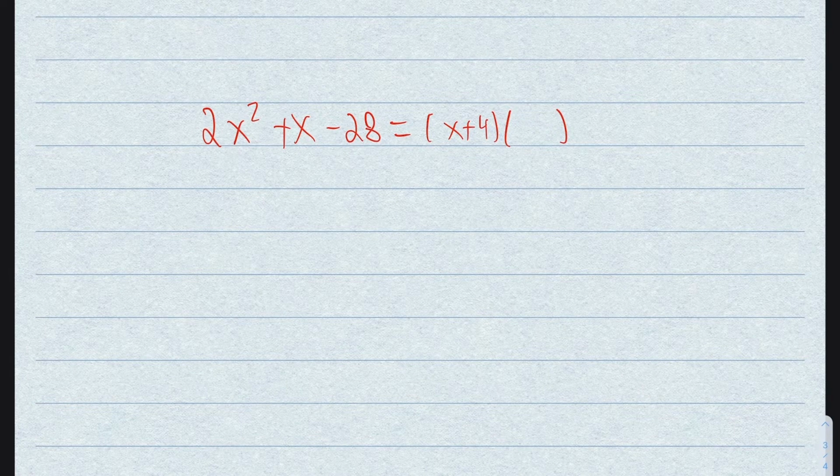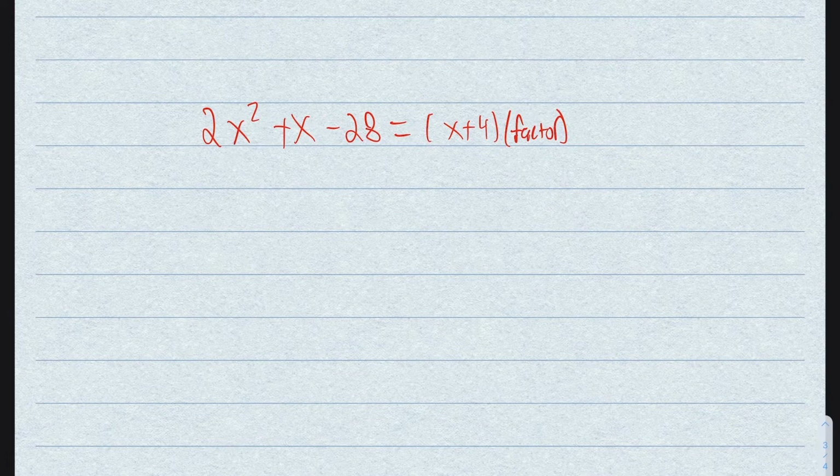I wrote here what we see in problem number 3. 2x squared plus x minus 28 is equal to x plus 4 times some other factor. We don't know what it is, but the fact that it's a factor means that it's going to multiply x plus 4. To find out what x plus 4 is going to multiply, instead of distributing like we did in the last 2 problems, we're going to rearrange this equation.